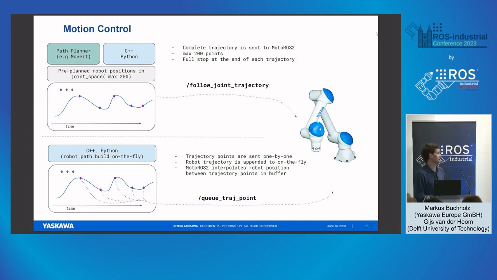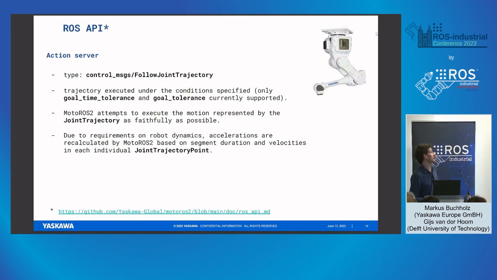The other interesting mode is queue trajectory point. It means that, for example, our path or trajectory is built on the fly. So you send the positions on the fly, and the interpolation is done by MotoPlus, which interpolates the positions between these joint positions on the trajectory.